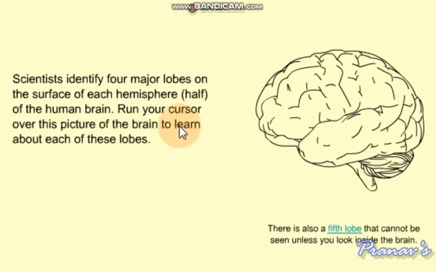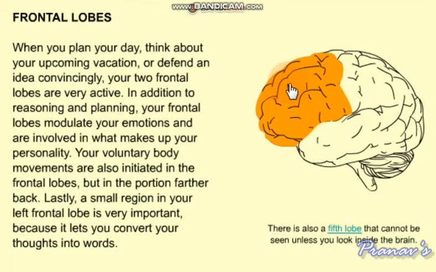Now we will discuss the frontal lobes. When you plan your day, think about your upcoming vacation, or defend an idea convincingly, your two frontal lobes are very active. In addition to reasoning and planning, your frontal lobes modulate your emotions and are involved in what makes up your personality.